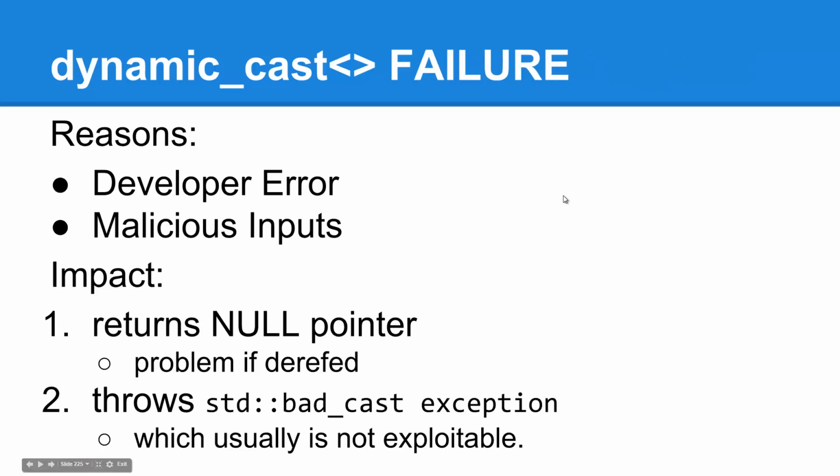Now, the main reasons dynamic cast may fail to pull off the cast are developer error or malicious inputs. The impact is that it may return a null pointer in the case of failure, but it also throws an exception, std::bad_cast. So if that's caught, it's usually not an exploitable case. It may cause the program to crash if it's not caught, though.